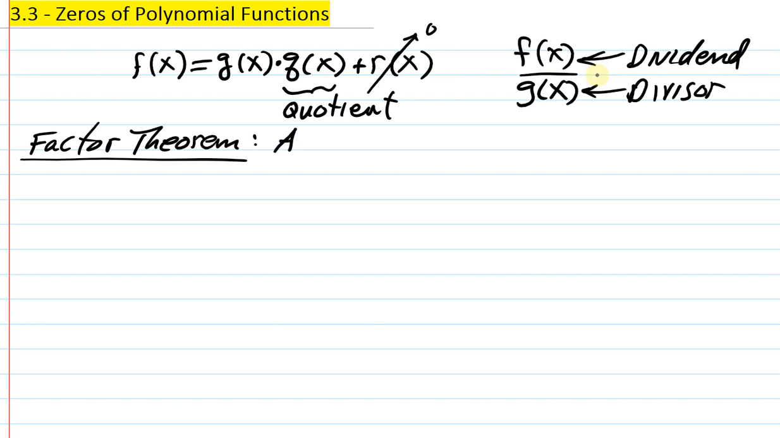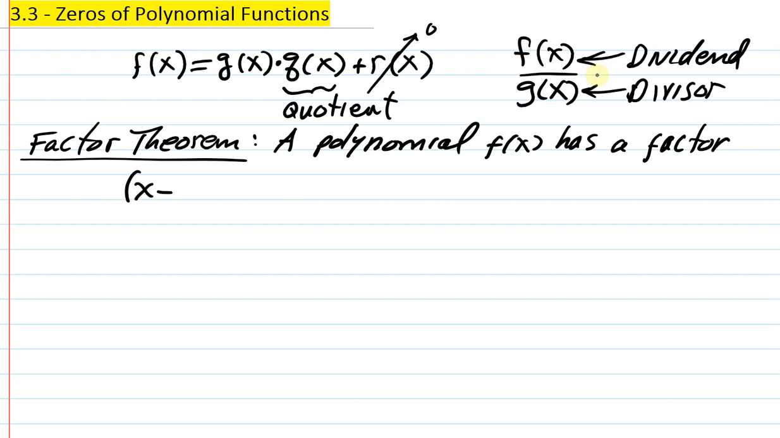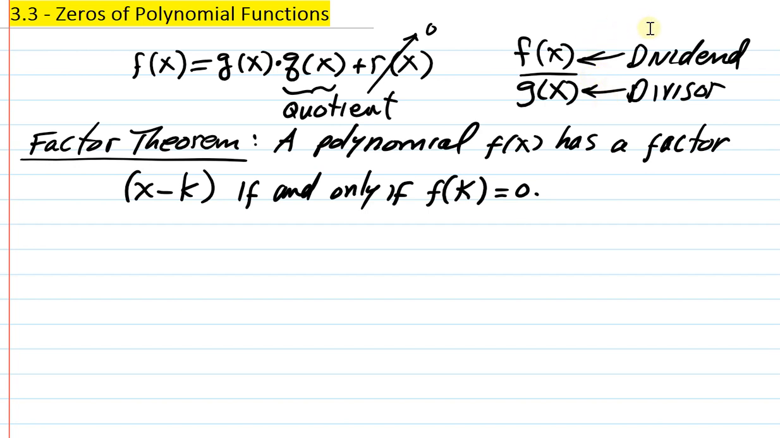The factor theorem says a polynomial f of x has a factor x minus k if and only if f at k is 0. In other words, there is no remainder. Now let's take a look at it. It's not difficult to prove this, so let's take a look at the proof of this theorem.